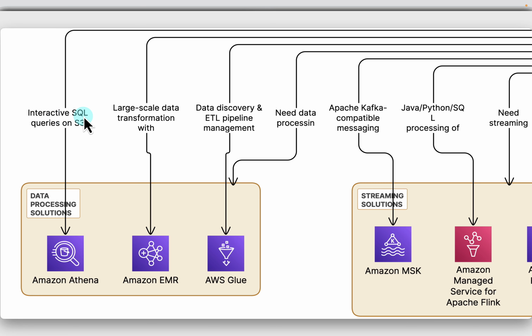you want to have interactive SQL queries on S3. So we will choose Amazon Athena, and Athena helps you analyze unstructured, semi-structured and structured data stored in Amazon S3. Examples include CSV, JSON or columnar data formats such as Apache Parquet and Apache ORC.